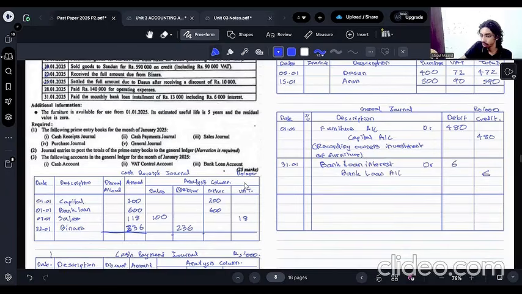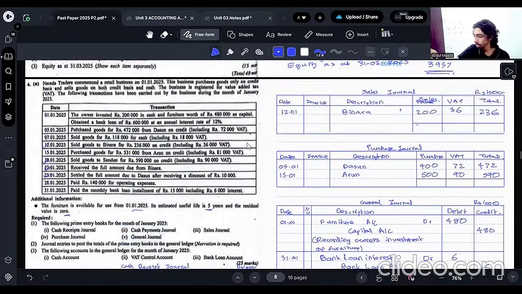So this is an adjustment here. You're going to say recording of bank loan interest. Okay. Finally, the additional info. The furniture is available for use from 1st of January 2025. Its estimated useful life is 5 years and residual value is 0. Now, the furniture value is 480,000. Divide it by useful life of 5 years, the annual depreciation is 96,000.